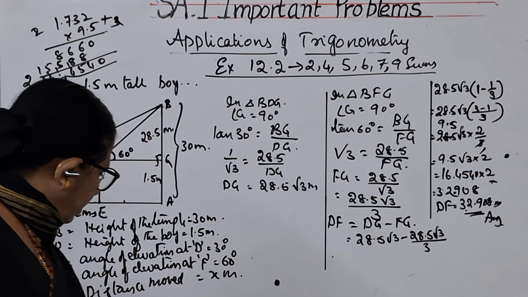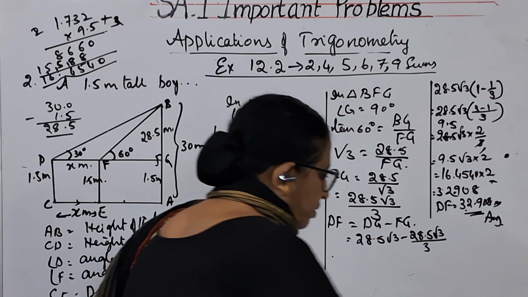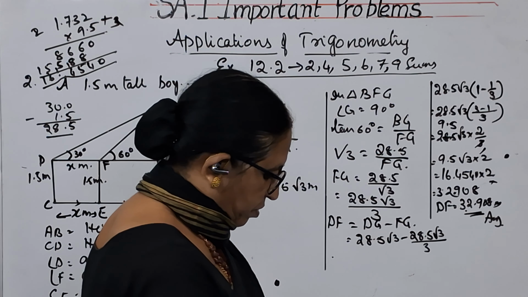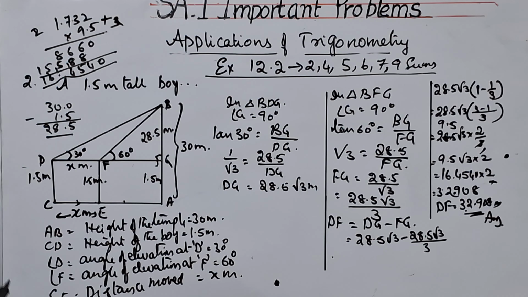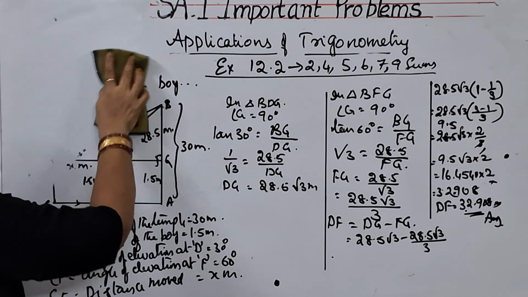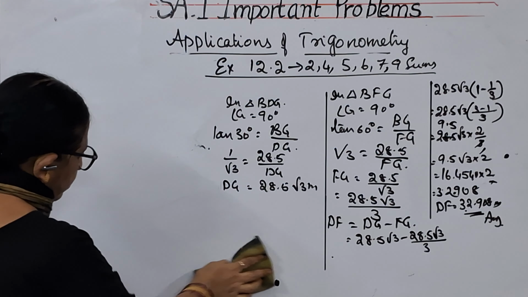These sums are actually dealing with two triangles. This is the last exercise of this chapter. So few of the important topics I am dealing with. So second problem I have done. Please copy it. Now I will go to the fourth problem.